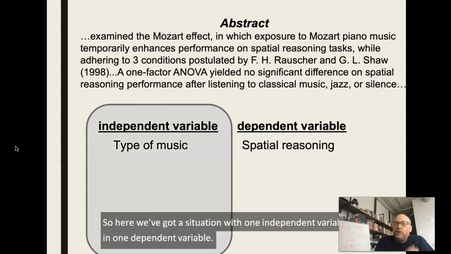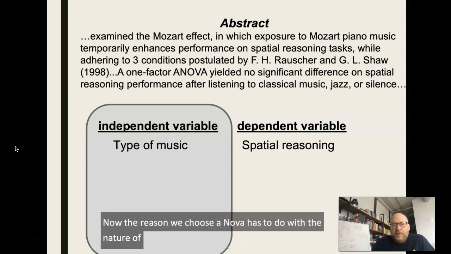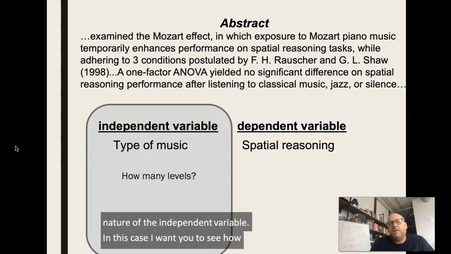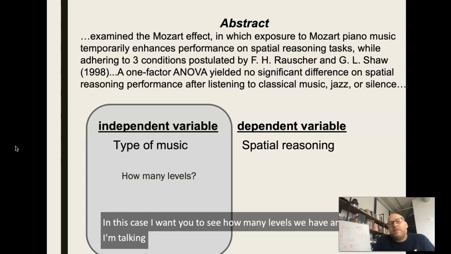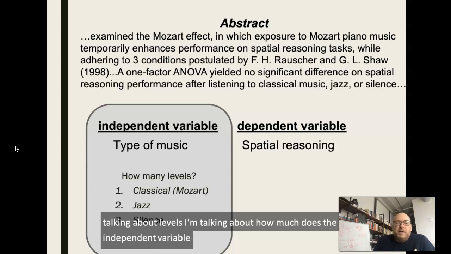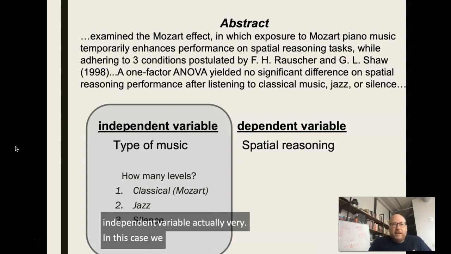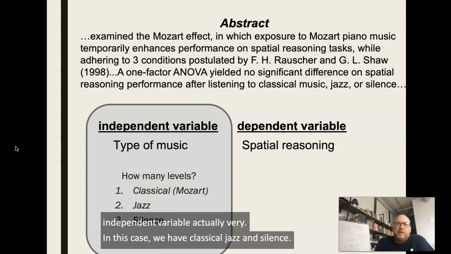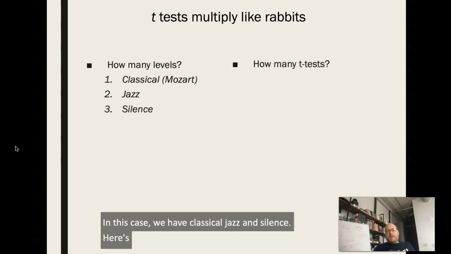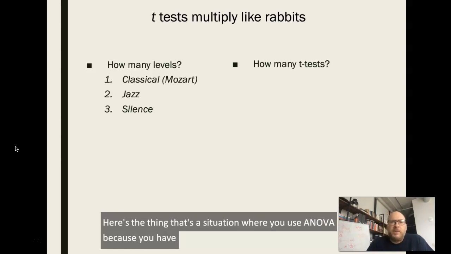Now, the reason we choose ANOVA has to do with the nature of the independent variable. In this case, I want you to see how many levels we have. When I'm talking about levels, I'm talking about how much the independent variable actually varies. In this case, we have classical, jazz, and silence. So, here's the thing. That's a situation where you use ANOVA because you have more than two groups.